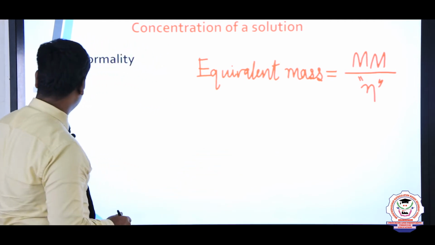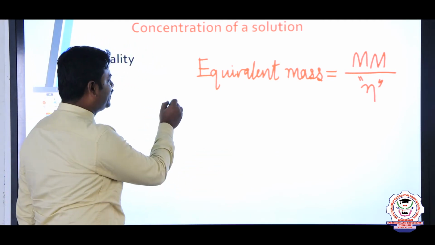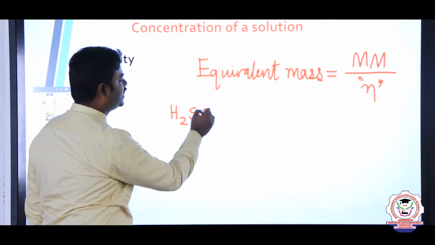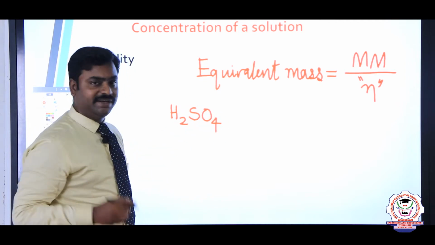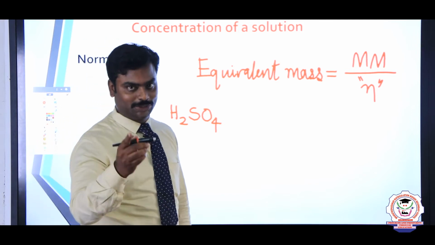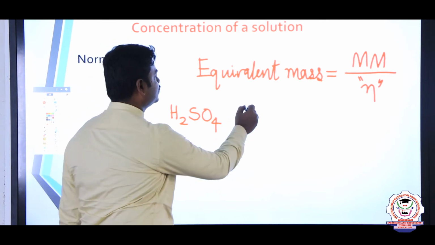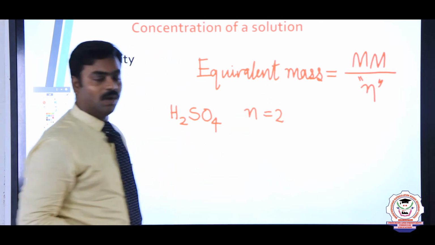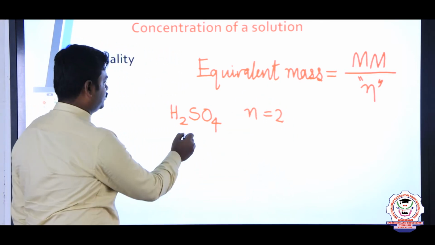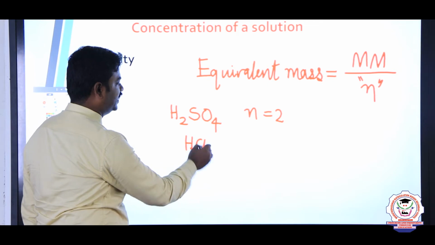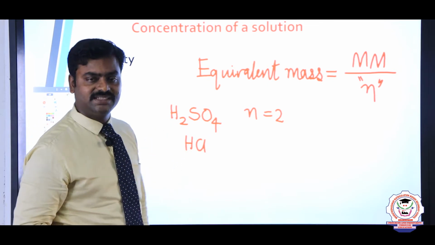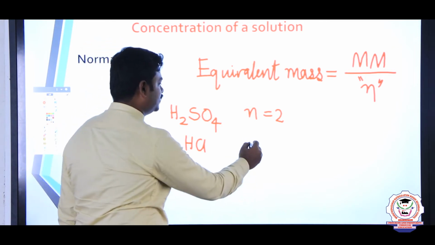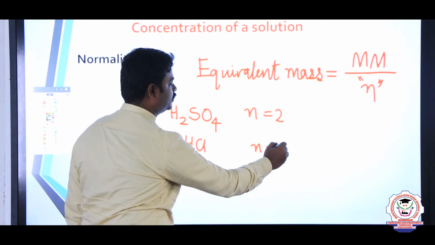For example, what about sulfuric acid? The molecular formula is H2SO4. How many hydrogen ions are present here? 2. So the n factor value is 2 for sulfuric acid. What about HCl? Here the number of H+ ions is only 1, so the n factor value is 1 for HCl.